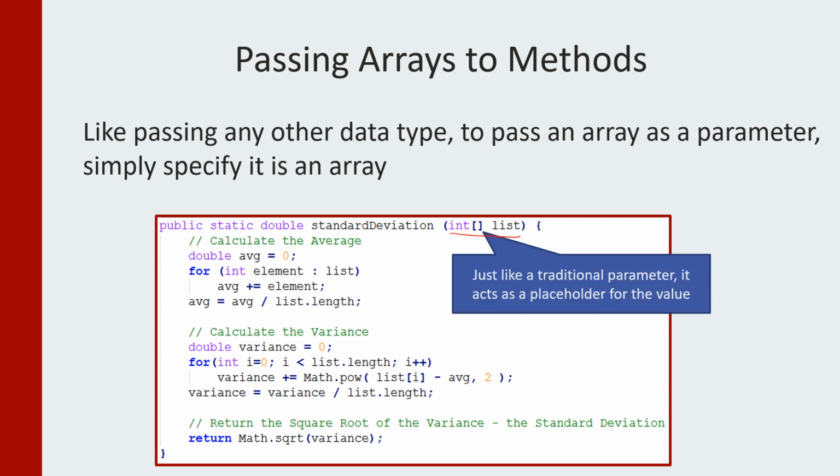And so just like a traditional parameter, it acts as a placeholder for the value. So now you can use list inside your method, and you can do anything that you could do with an array inside your method. Just to point out some things here, this is what's called a for each loop, which we haven't talked about yet, but it allows you to iterate through the elements of the list. And you can see it's average plus equals element, so it's just summing up all the elements of the list, and then it's going to take the average at the end of the loop, which is average is equal to average divided by list.length.